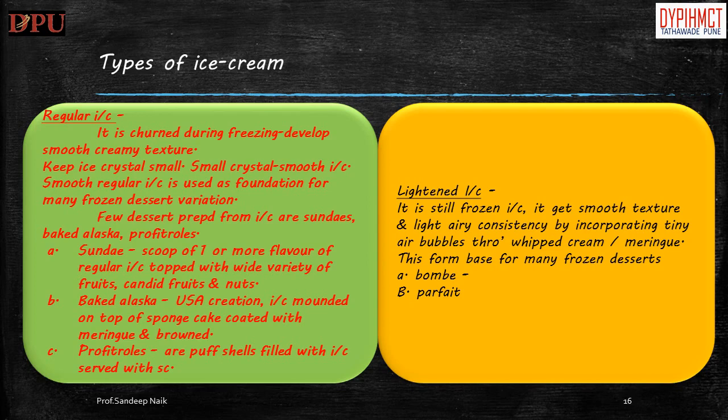Lightened ice cream. A. It is still frozen ice cream. B. It gets smooth texture and light airy consistency by incorporating tiny air bubbles through whipped cream or meringue or overrun. C. This forms the base for many frozen desserts, like bombe and parfait.